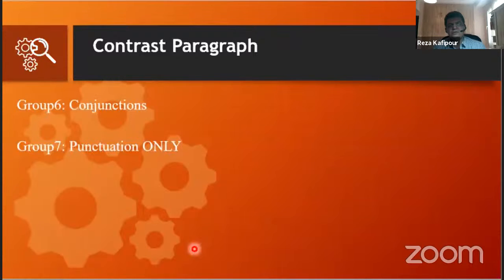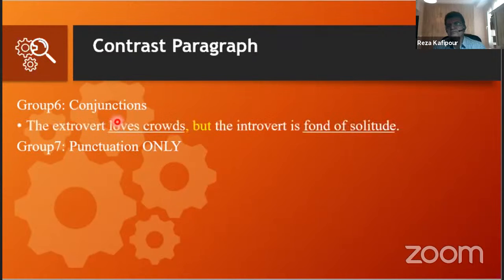The sixth group is the use of conjunction. The only conjunction that can be used to show differences is but. It is used with a comma before it. For example, the extrovert loves crowds, comma, but the introvert is fond of solitude. Loves crowd and fond of solitude are the basis of contrast, and we show the contrast or difference by using the conjunction but. Before it we need a comma.